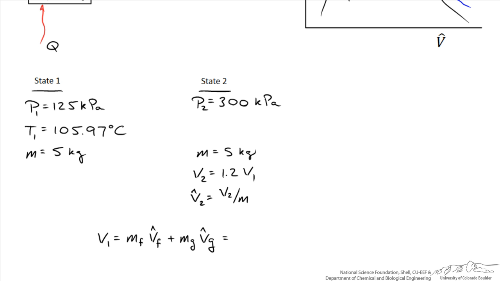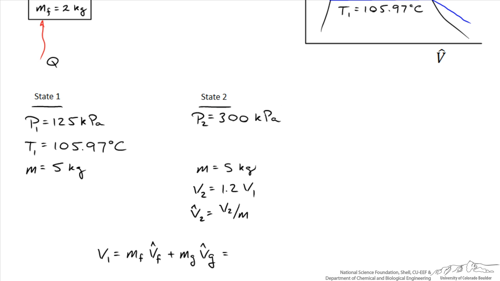So in state 1, because I do know the pressure associated with it, I can find the total volume. I simply take the mass of vapor, multiply that by its specific volume, and add that to the mass of fluid and multiply that by its specific volume. So in terms of an equation, the actual volume at state 1 looks like this. And I can look up the specific volume of the liquid and the vapor up in the saturated water table.